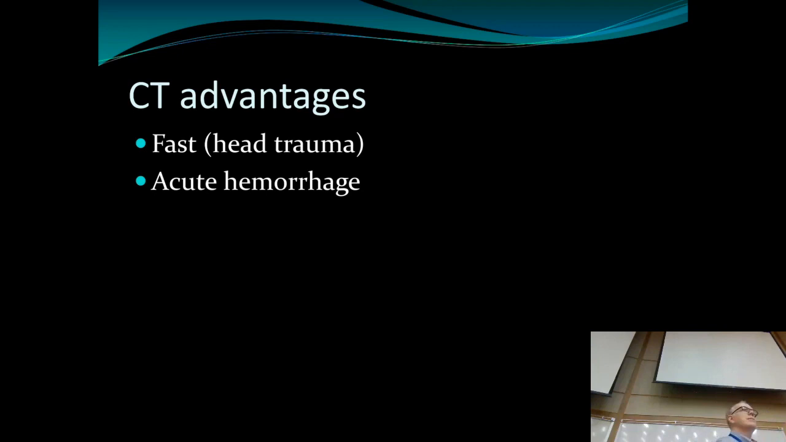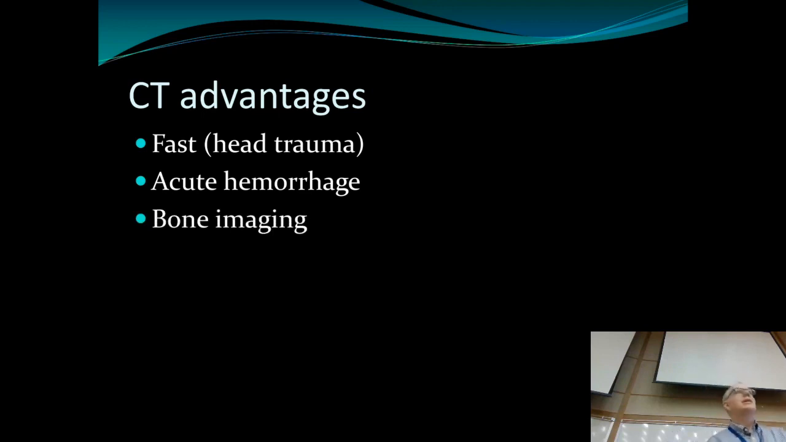The basic rule of thumb is if your top differential is a bleed in the brain, acute hemorrhage, always do a CT scan. CT is very sensitive for acute hemorrhage. And again, that's a neurologic emergency. This patient needs brain surgery. These are decisions that need to be made quickly. And so a CT, you can get that information.